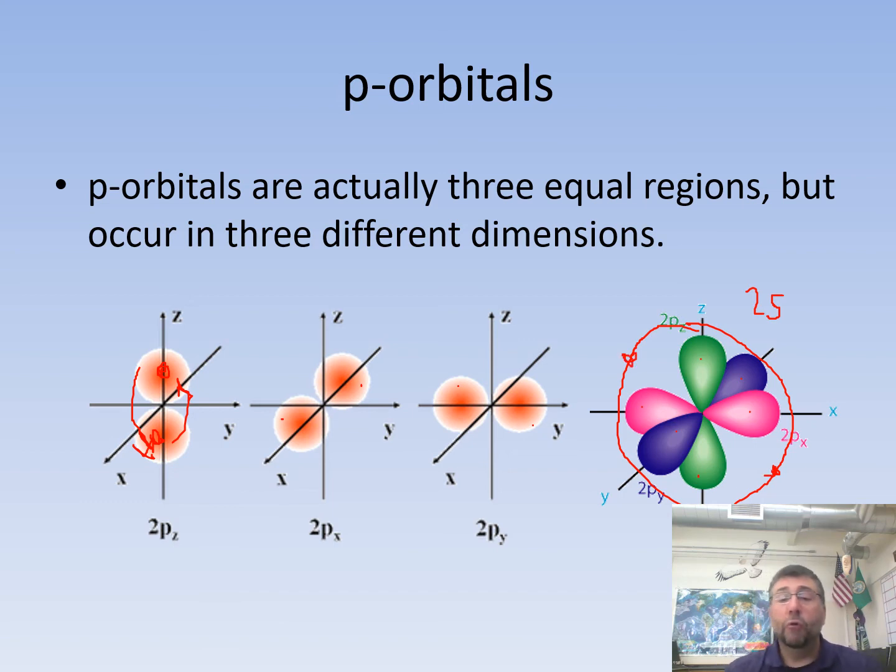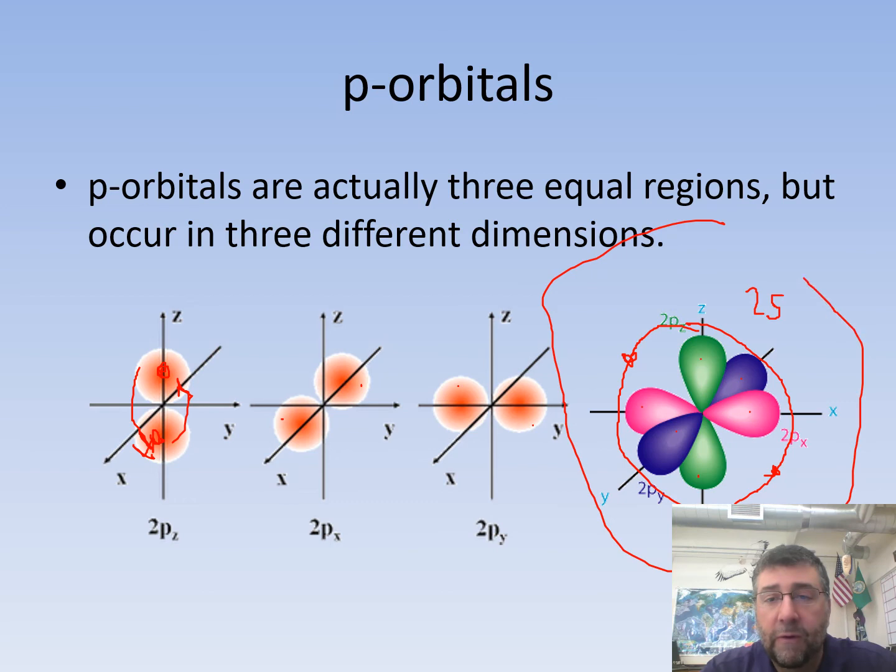And now we have a total of 8. So that's where that rule of 8s comes from. You can have a 2s, and then you can have 3 different 2p's, and that adds up to 8. Now if you try to add another electron to that, that's going to have to form even further out, and then that would be our 3s.